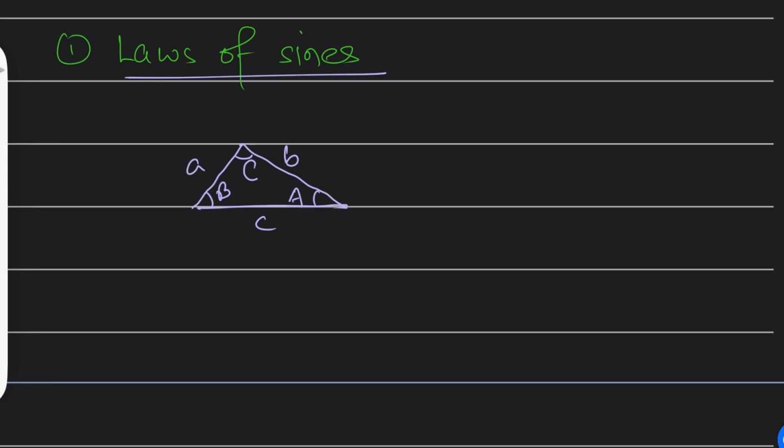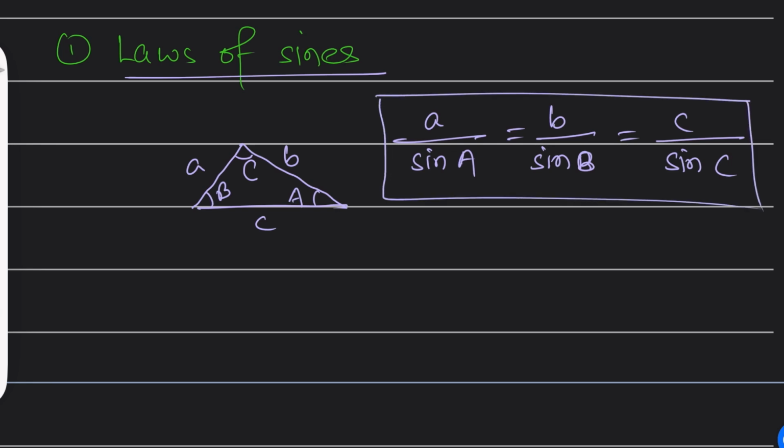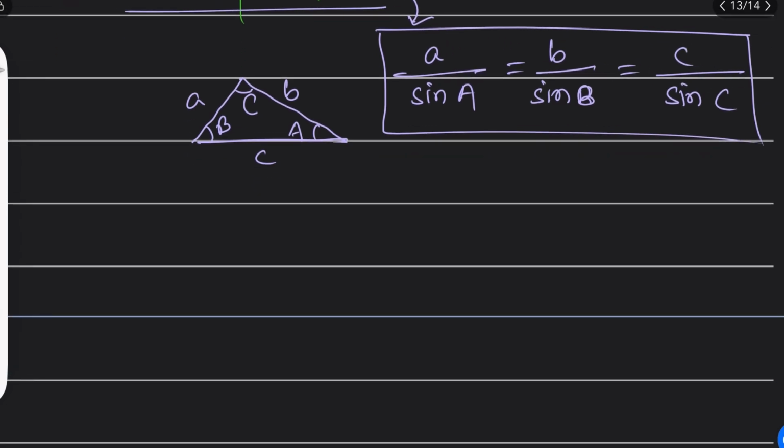Sir, what is this sine rule? Sine rule states that a side divided by the sine of the angle opposite to this side is equal to another side divided by the sine of the angle opposite to this side, and is equal to side c divided by the sine of the angle opposite to this side. This ratio is constant and this is called the law of sines, right.